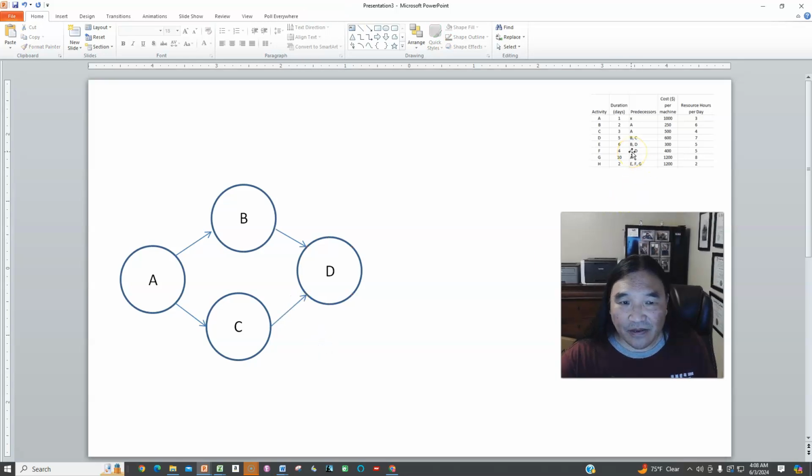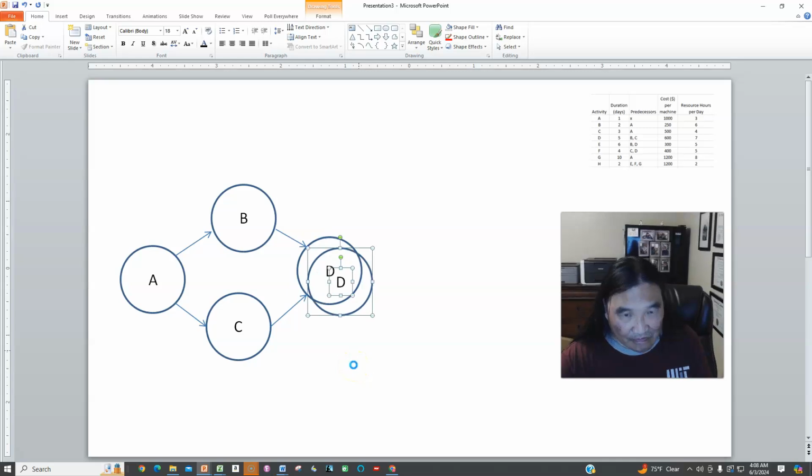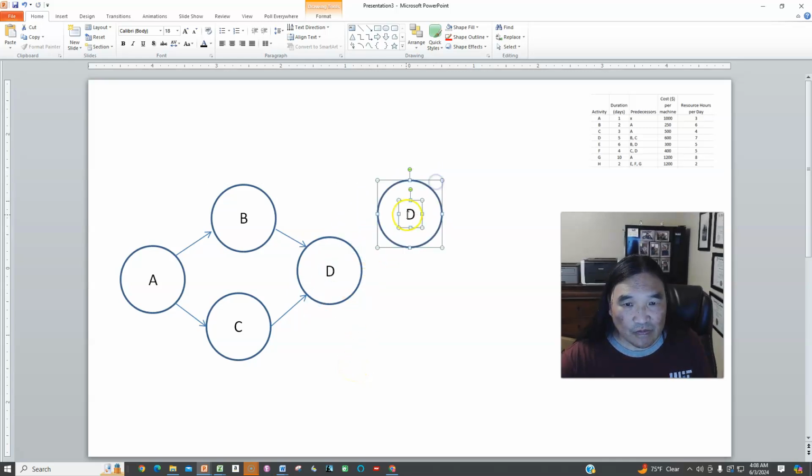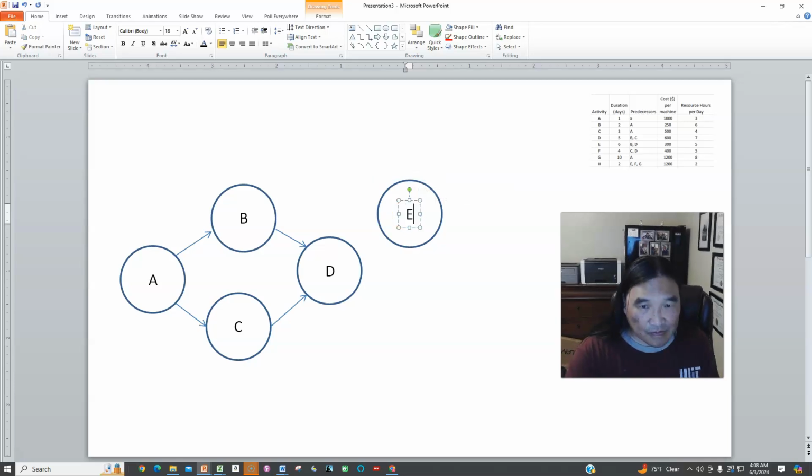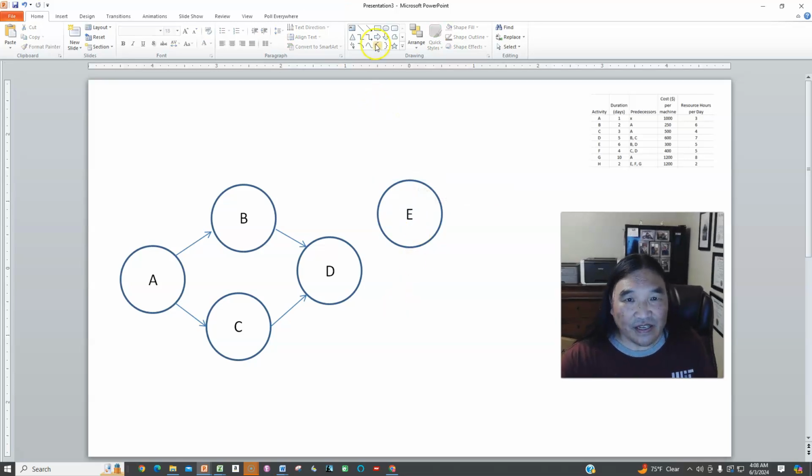And next, here's the one that's a little tricky, E. E is a function of B and D. And I will stop there. You could figure out the rest yourself.